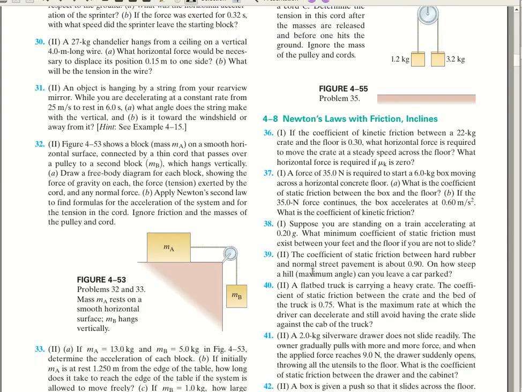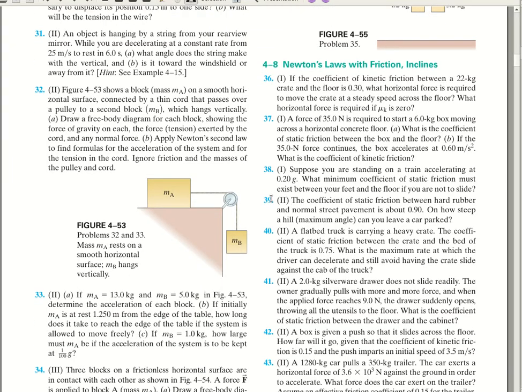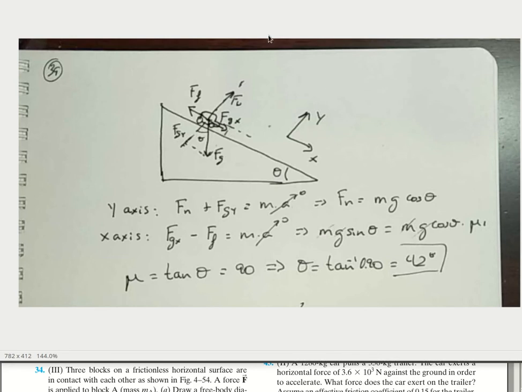As an example, maybe I can show you how to solve, for example, this problem 39. The coefficient of static friction between hard rubber and normal strip pavement is 0.9. How steep must a hill be so you can leave the car parked? This problem is one of these incline problems. You have the car here, and you have this down a hill with an angle.